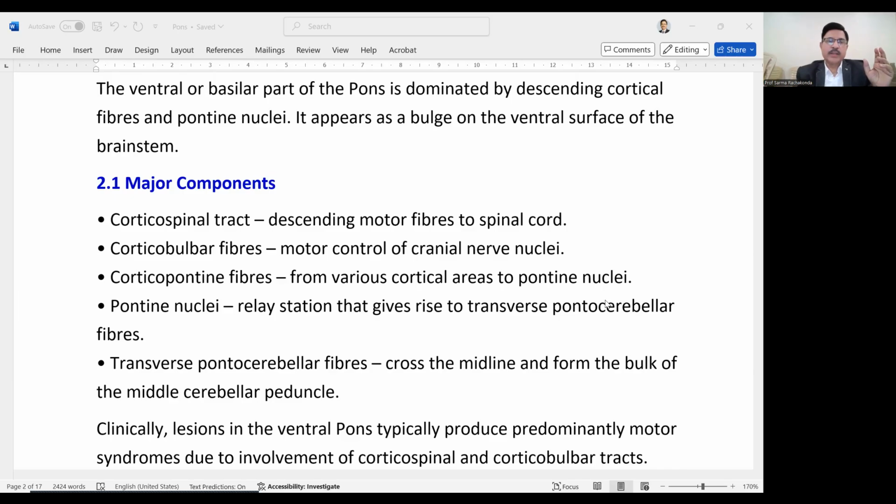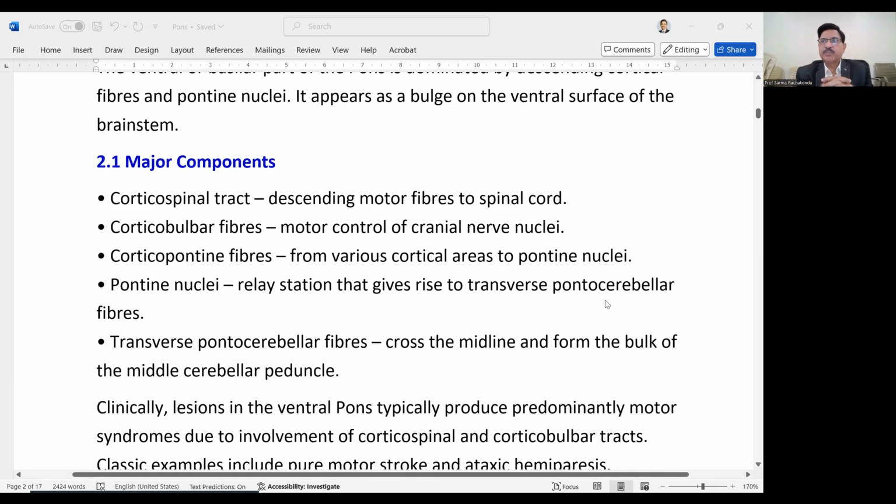Now, let me summarize, Vinay, what are the things here? The ventral part of the pons has the corticospinal tract, and corticobulbar. Corticobulbar means from cortex to the cranial nerve nuclei. Then the cerebellar connections. And then the pontine nuclei which act as the relay stations. And the crossing fibers to the cerebellum. Where are they? They are all in the ventral part. And this is also called the basilar part.